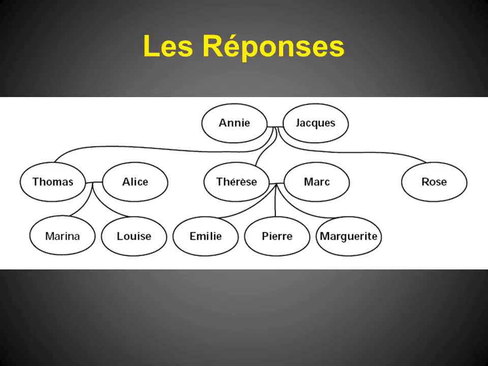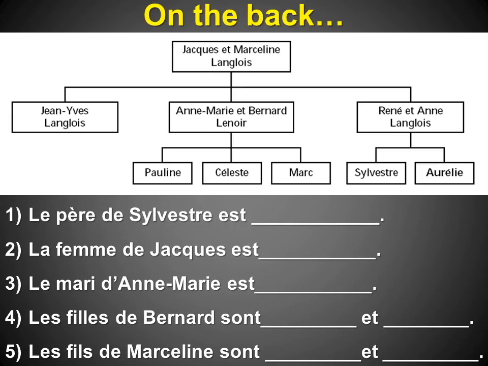So here's your answers. You had Annie et Jacques are the grands-parents de Marina. Rose is the single daughter over there. The parents of Marina are Thomas and Alice. Her sister is Louise. Then we had Thérèse et Marc, and their three children, Émilie, Pierre, and Marguerite. I hope you got all those right.